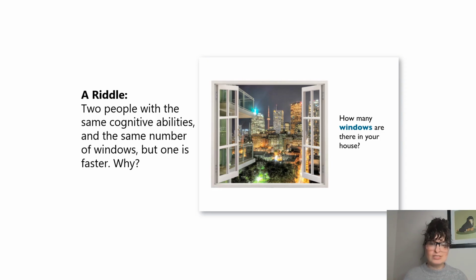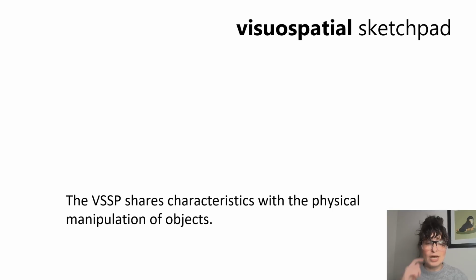So it's interesting that our visual spatial sketchpad actually behaves in ways that are similar to how we would physically behave in terms of mental representations. So the visual spatial sketchpad shares characteristics with the physical manipulation of objects.